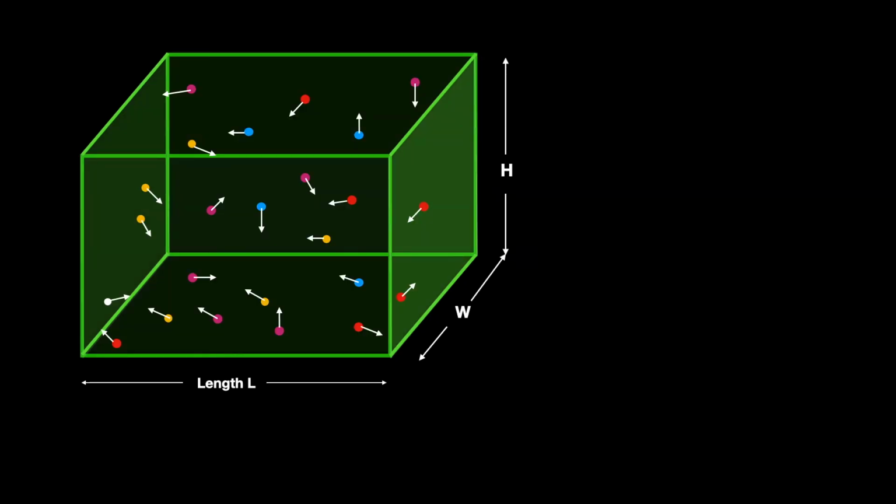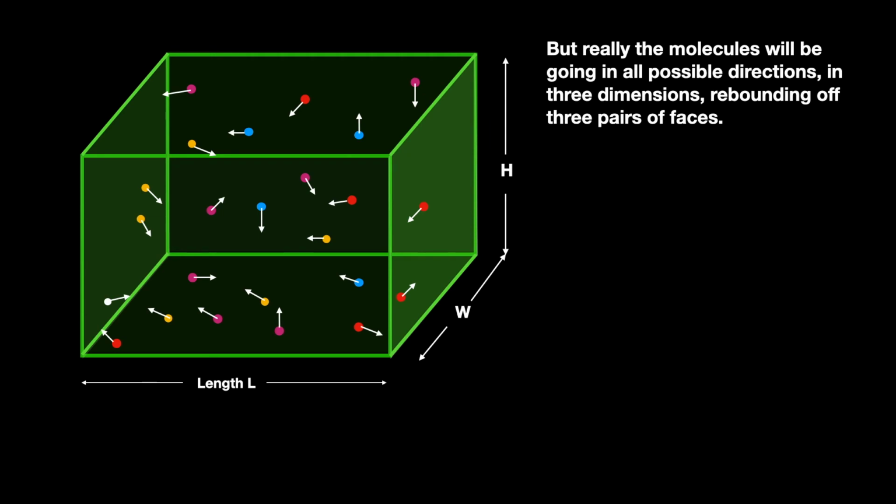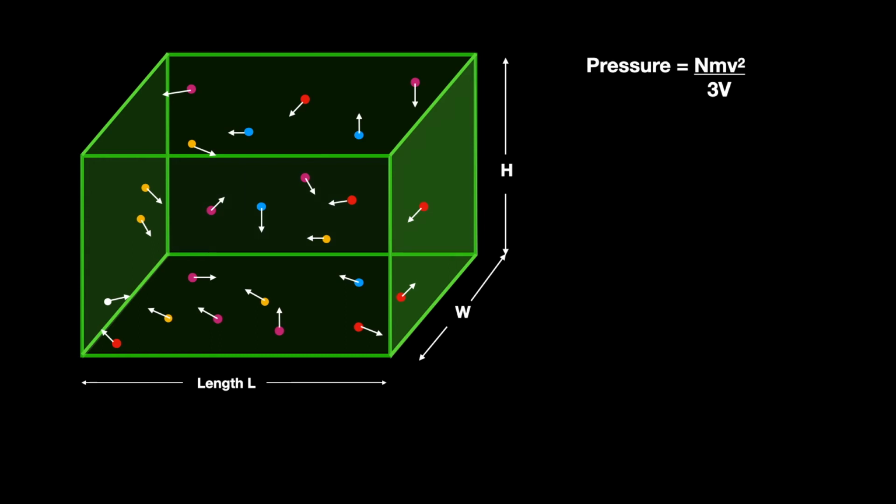But, of course, as I'm sure you've thought to yourself already, that's a bit silly. These molecules will be flying all over the place, going up and down and backwards and forwards and sideways and diagonally, every possible direction. They're travelling in 3 dimensions, so they'll be hitting 3 pairs of faces. So the expression we derive for the pressure on one face will now be N m v squared over big V, all divided by 3, which simplified is simply N m v squared over 3V.